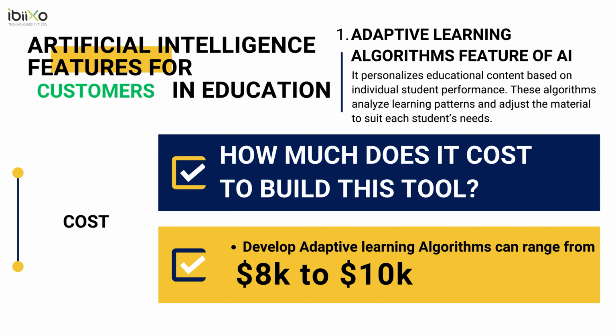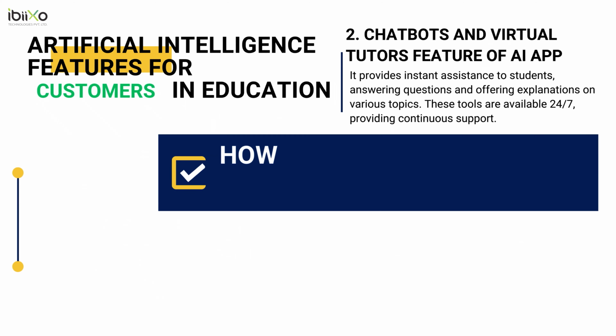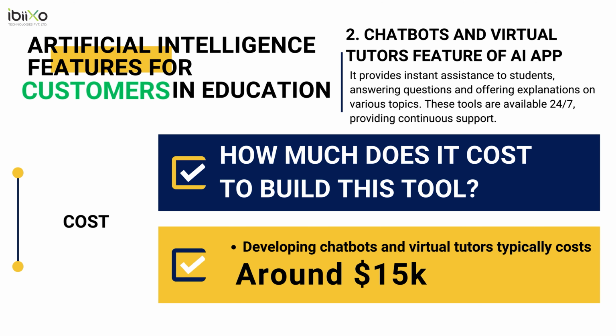Point number 2, chatbots and virtual tutors. It is very easy for students to sneak in at night and start learning, and this is something where they'll have a teacher available genuinely 24/7. With AI-enabled chatbots, it would be very easy for the students to ask questions and get the answers. And in case they are not satisfied with the answers, they can get in touch with a real teacher. Roughly, this is going to cost around $15,000.